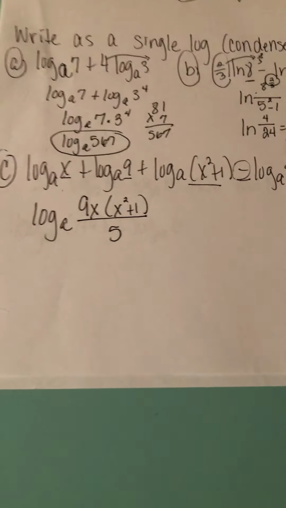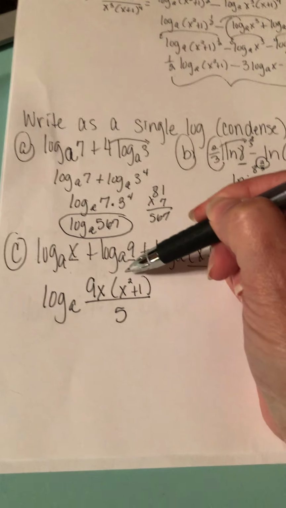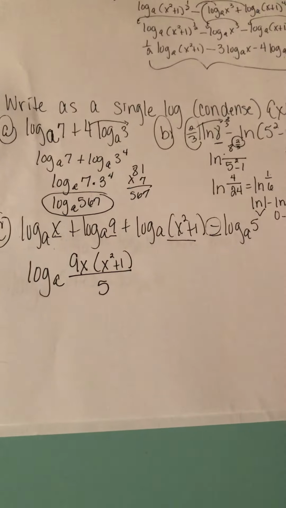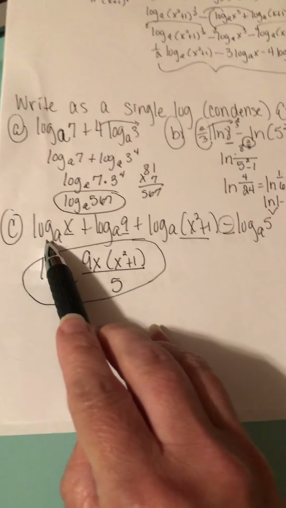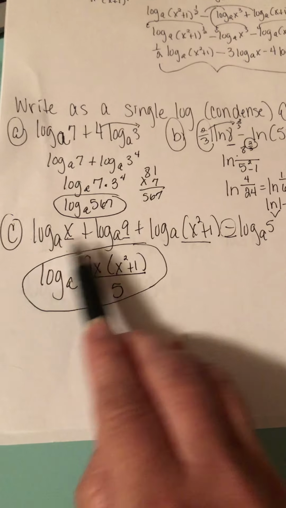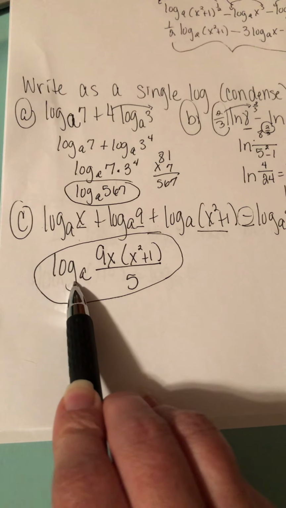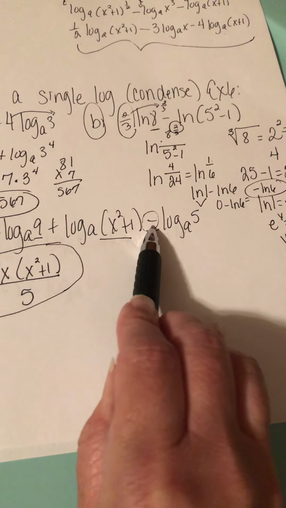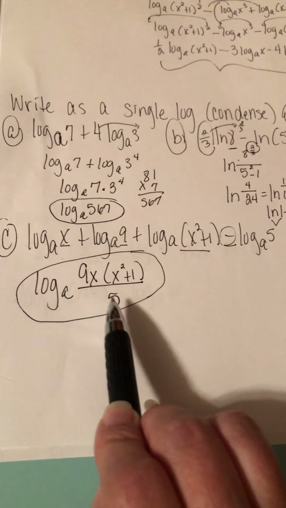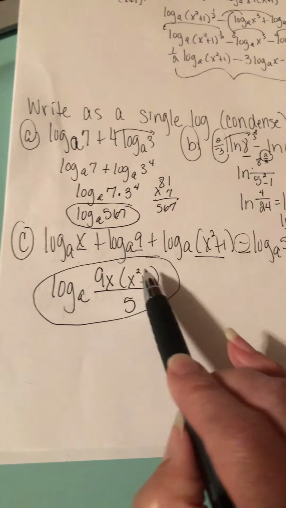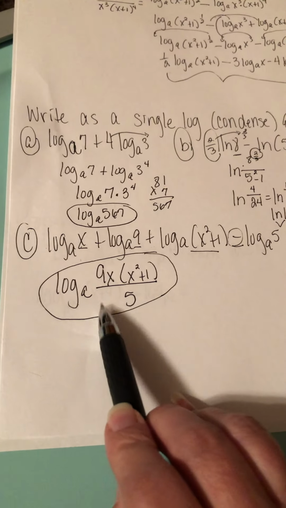Well, I'm looking at this, and I'm not really seeing anything else I can do with it. I could distribute 9x times x squared and 9x times 1, but I don't have to. This is a pretty good answer, okay? So this is my expanded form. Notice I had a log for every part. This is my condensed form. I have one log, okay? Anytime you see that minus sign, you've got to have that fraction bar there. What's behind it is in the denominator. What's before it is in the numerator, okay? Expanded form, condensed form.